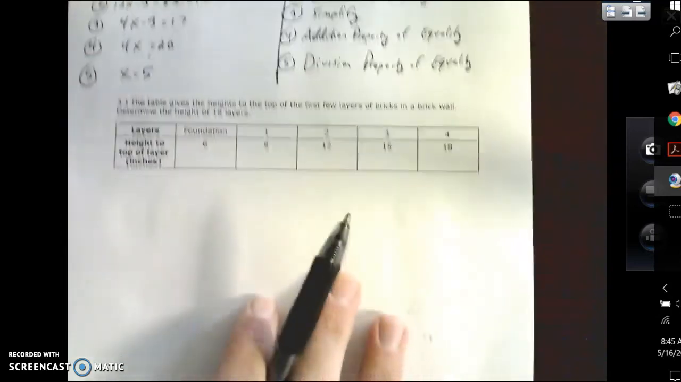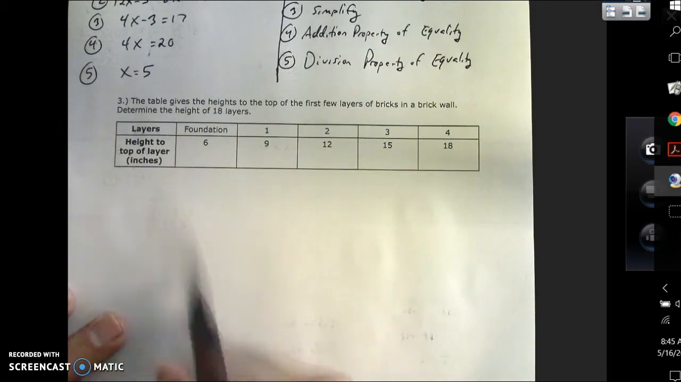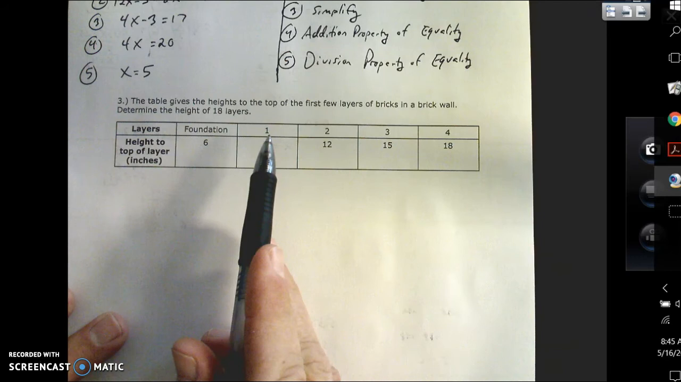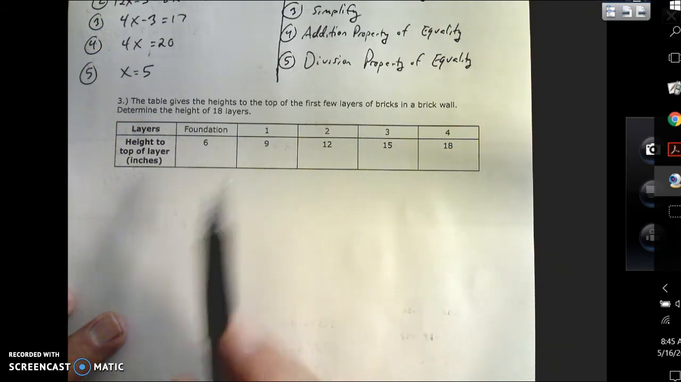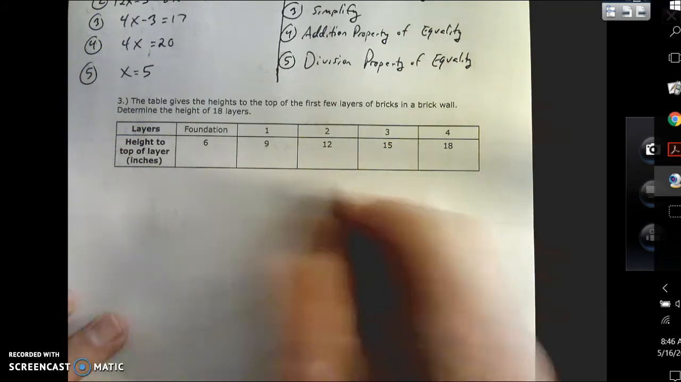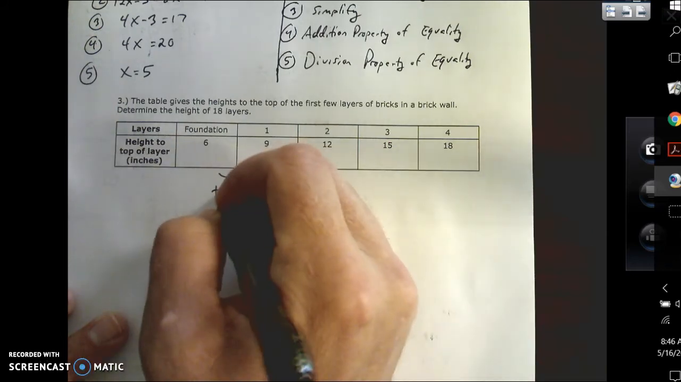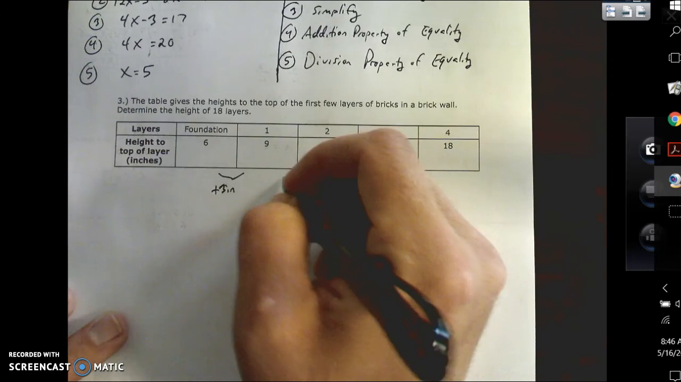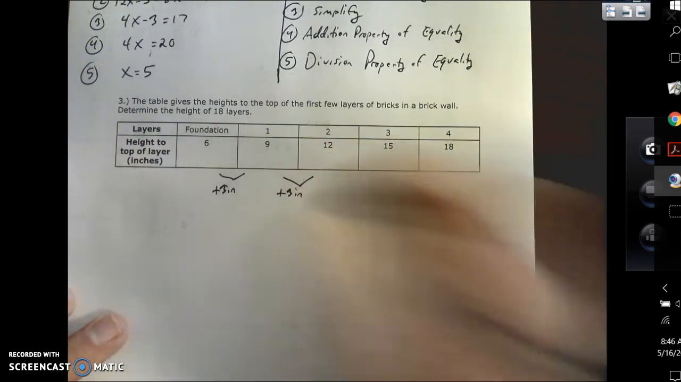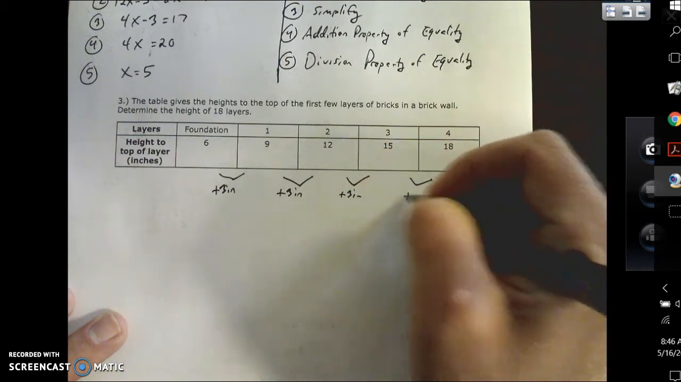All right, number 3. The table gives the heights to the top of the first few layers of bricks in a brick wall. Determine the height of 18 layers. Now, here's my foundation. Okay, that's where I'm starting at. When I add 1 layer of bricks, the height goes up to 9 inches. When I add 2 layers of bricks, the height goes up to 12 inches. So we want to try and find the difference each time. So to go from 6 to 9 is plus 3 inches. To go from 9 to 12, it's plus 3 inches. Plus 3 inches. Plus 3 inches.